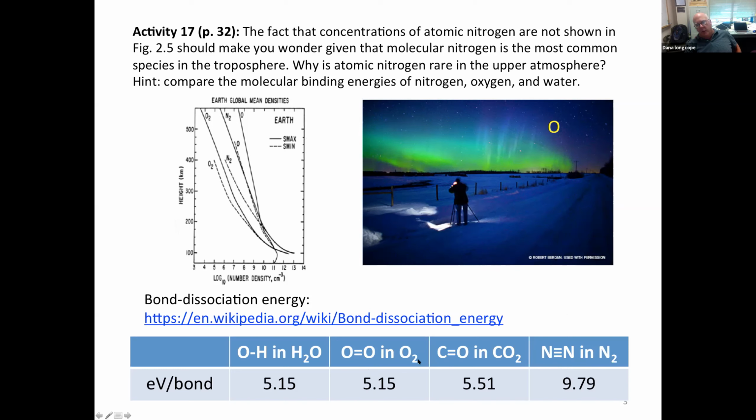Does anyone remember the wavelength of light you're going to use to create a 10 electron volt photon?